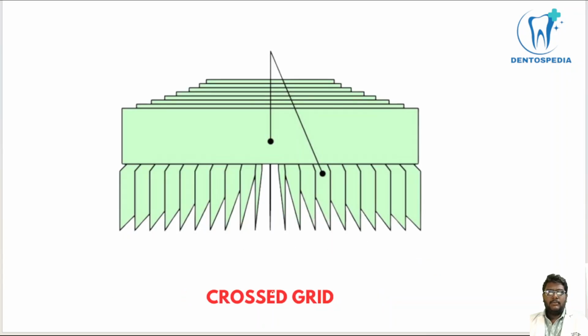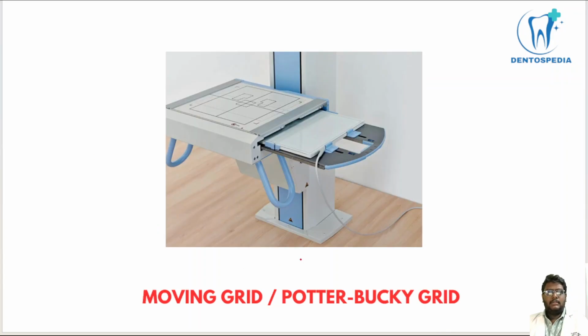In a crossed grid, we have mainly two grids placed perpendicular to each other. And this is called a moving grid or Potter bucket grid, which is not commonly used in oral and maxillofacial radiology, but is used when the point of interest is other than the oral region.